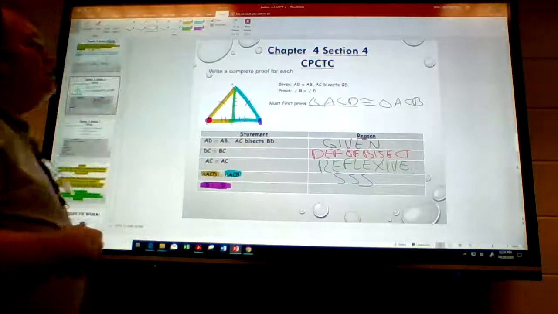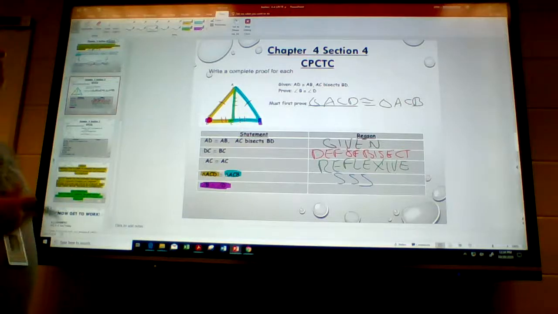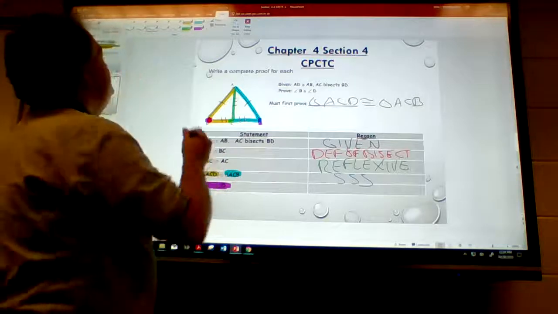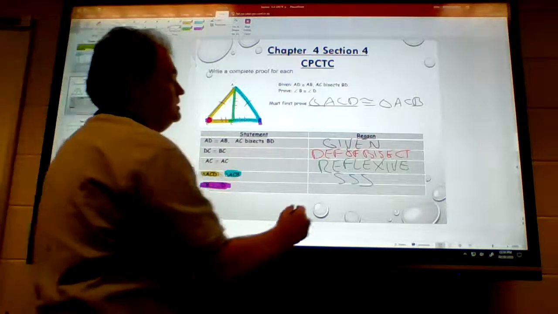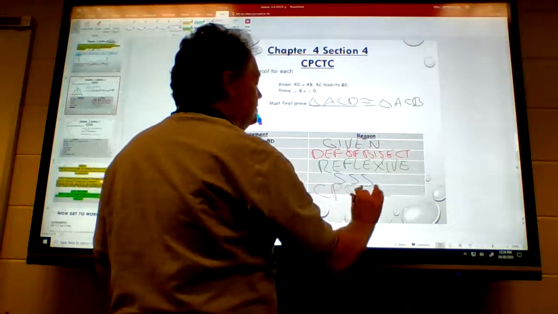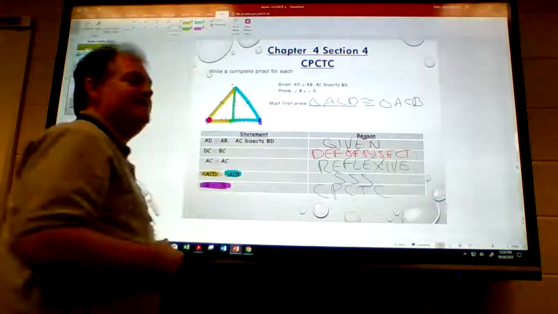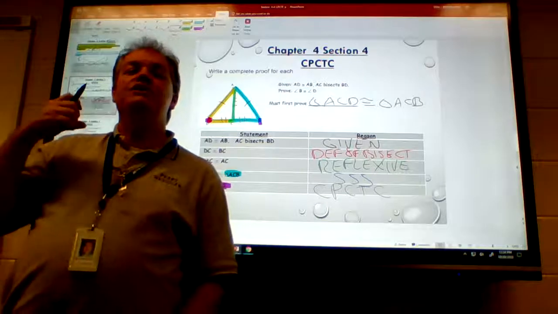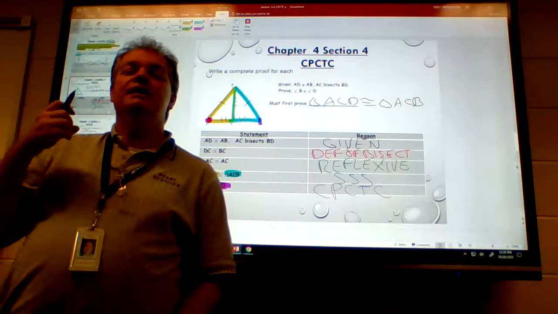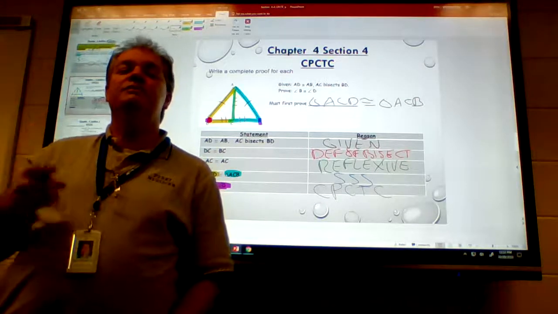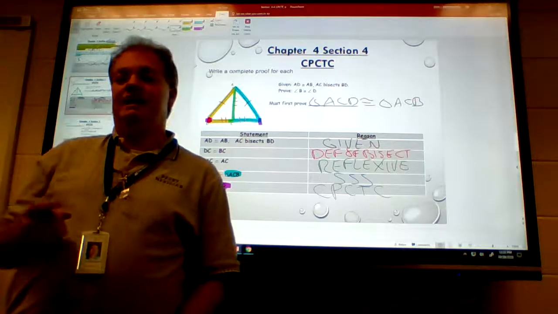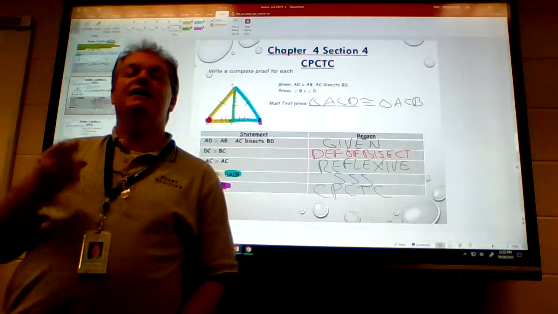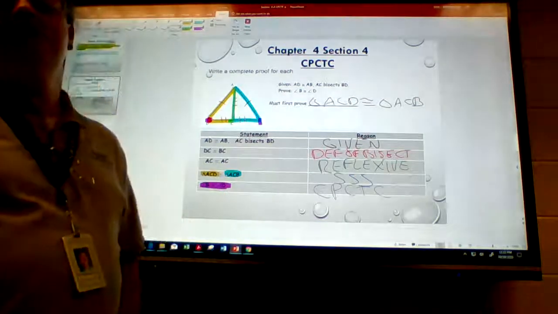Okay, now we've proven that the triangles are congruent, but that's not what we're looking for. We're trying to prove that angle D is congruent to angle B. Well, how do we do that? Well, that is by what's called the corresponding parts of congruent triangles are congruent, CPCTC for short. But the thing you have to remember is that you have to make sure that you prove the triangles congruent before you can use that. I repeat that again. You cannot use CPCTC until after you have proven the triangles congruent.